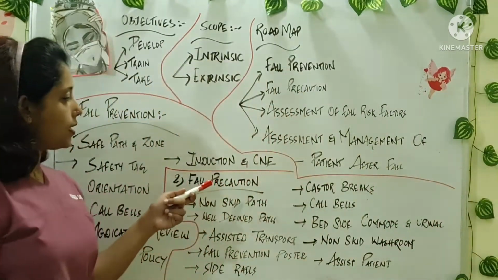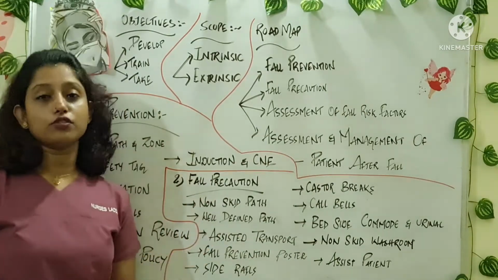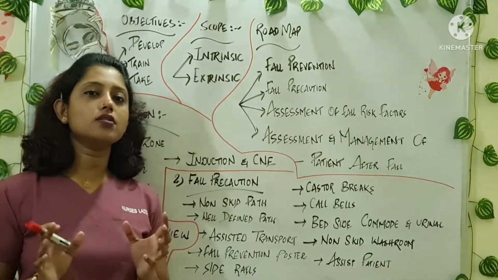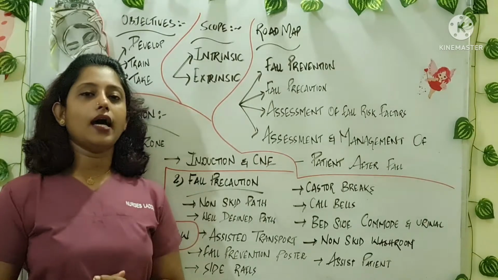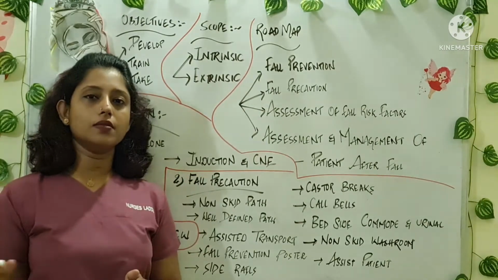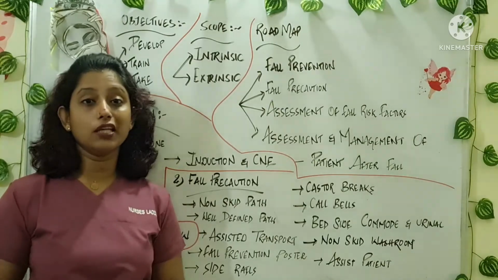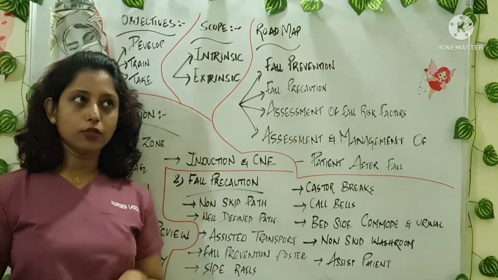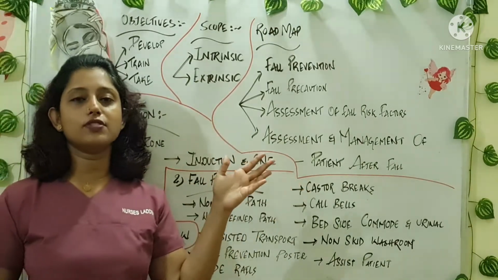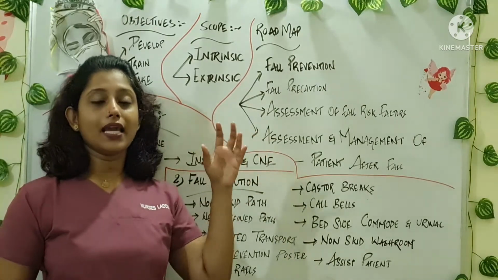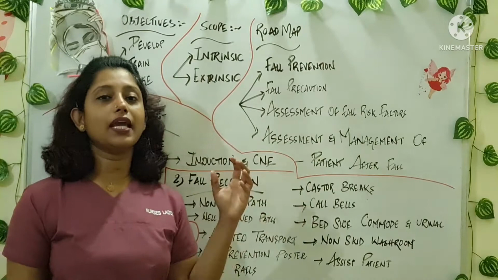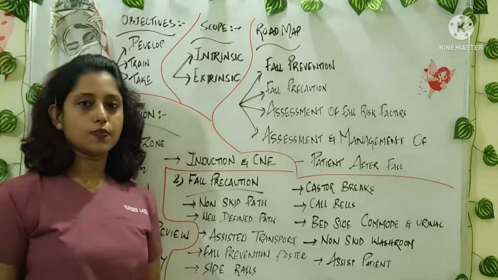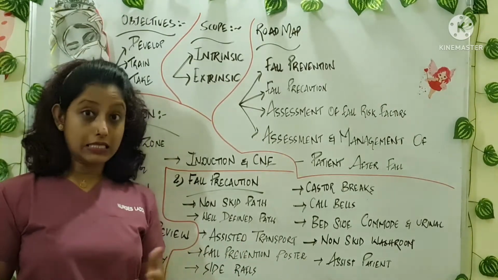Okay, so the next area where you will focus more is fall precaution. The first and foremost area is the non-skid path. As I already mentioned, all the pathways must be skid free, and also they should not be slippery. The second is a well-defined path, which means we need to label the paths, with labeling at the exit and entry paths, so that the patient and the relatives will be able to move comfortably without any confusion. And assisted transport: transport of the patient must be assisted.